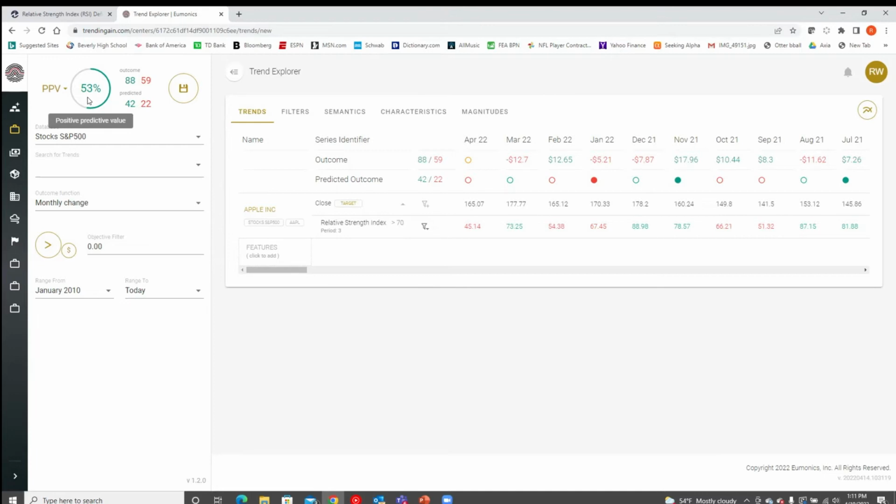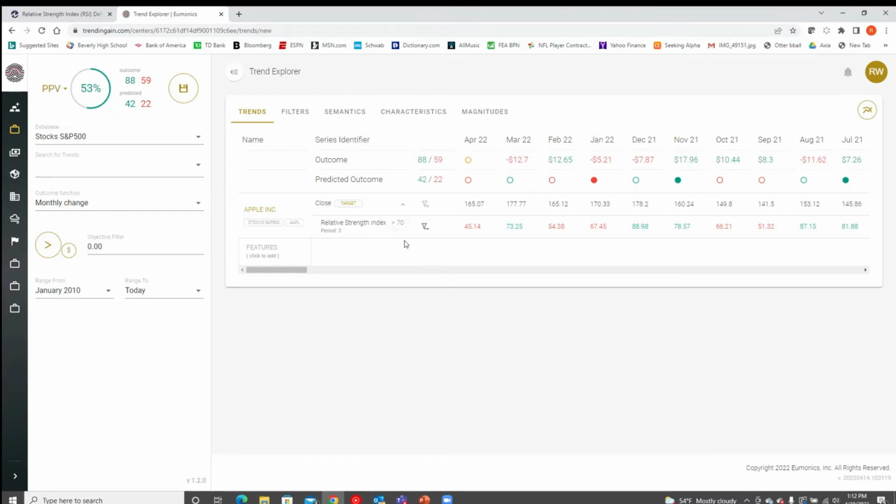It's more relative to the gain you would expect when the relative strength is less than 70. The relative strength being greater than 70 is less attractive. Well, what does that mean? All right, let's take a look at that.